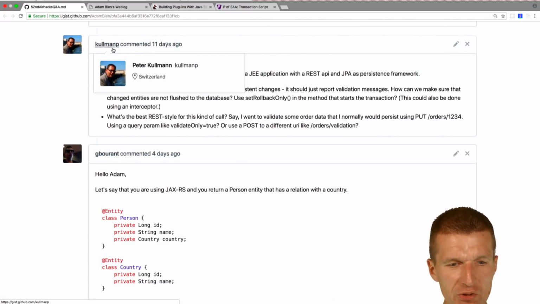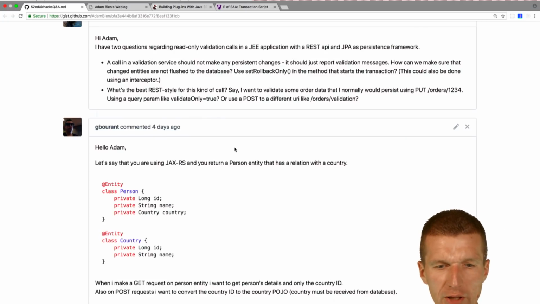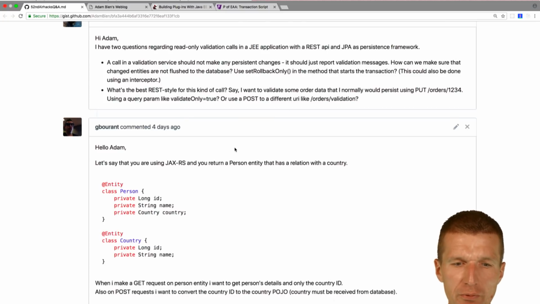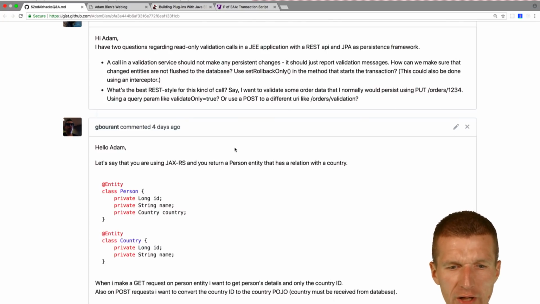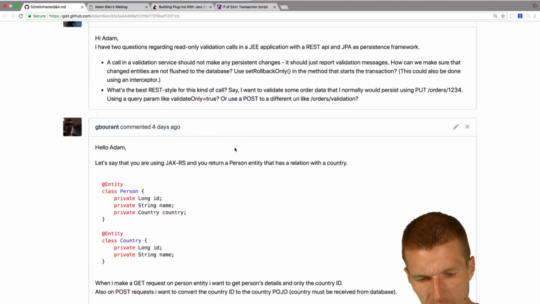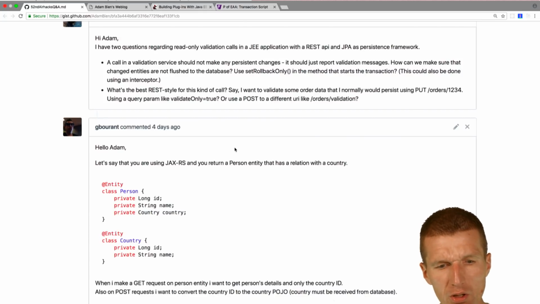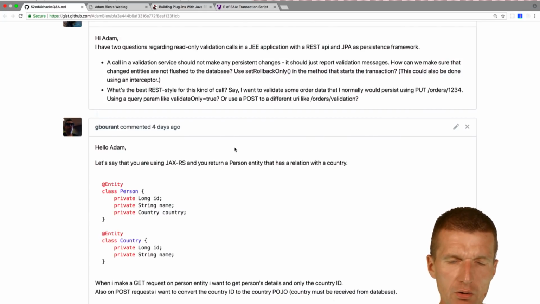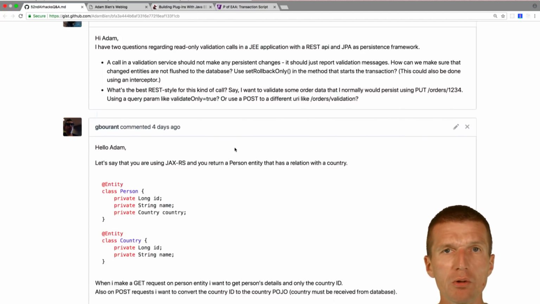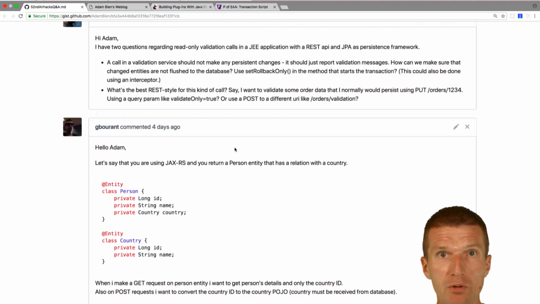Kuhlmann P. from Switzerland asks: I have two questions regarding read-only validation calls in a Java EE application with REST API and JPA as persistence framework. A call in a validation service should not make any persistent changes, and how to deal with that? The idea is to use setRollbackOnly. So what you could do, indeed, is use, for instance, NOT_SUPPORTED in this case. So you can deactivate the transactions and read without transactions. This will work. The problem is, if you read without a transaction, you don't have the isolation levels.